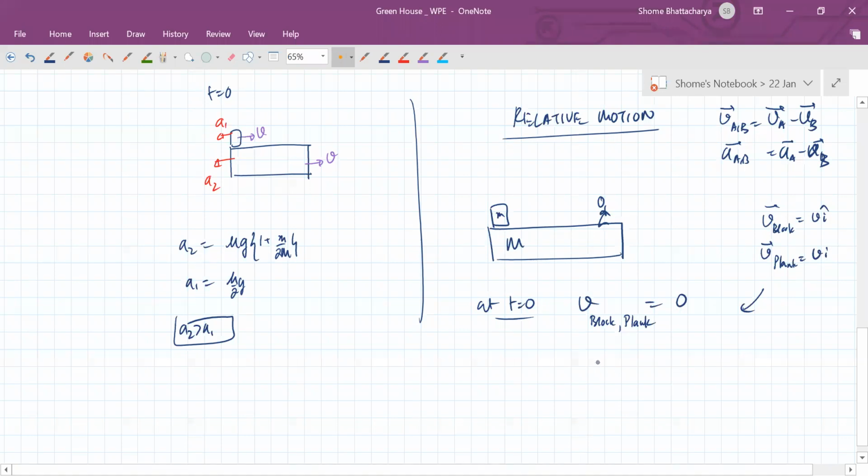Okay. But acceleration of the block with respect to the plank, now that will become very interesting. Okay, see, acceleration of the block is minus a1 i cap, and acceleration of the plank is minus a2 i cap. So this relative one will actually become a2 minus a1 in the forward direction.